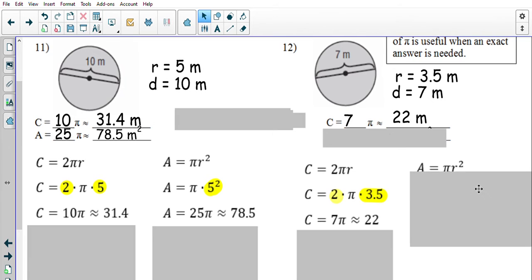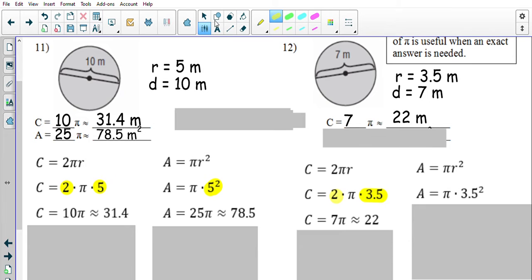For the area, we're going to do pi times the radius squared. A lot of this unit is really just identifying the formula we need to use, plugging in your numbers, and then plugging it into the calculator correctly. So definitely practice plugging these into the calculator to make sure you know how to do it. So we're going to take pi times 3.5 squared. If you're having trouble knowing how to square numbers in your calculator, please let me know. We will practice this in class.